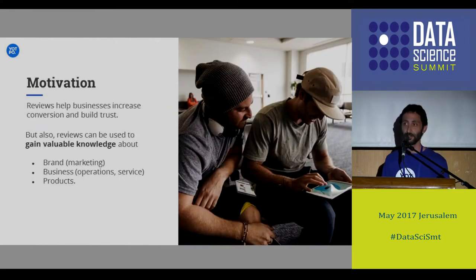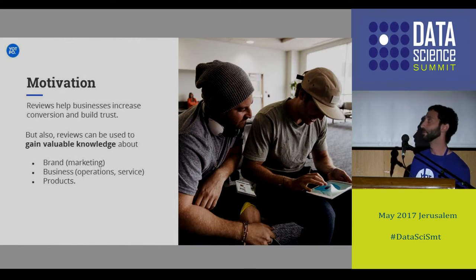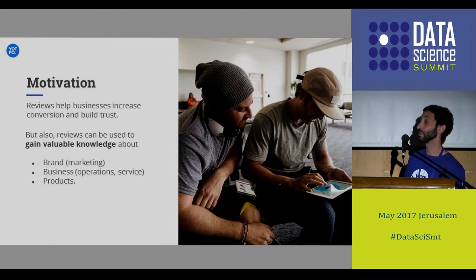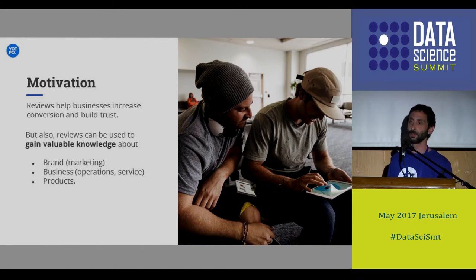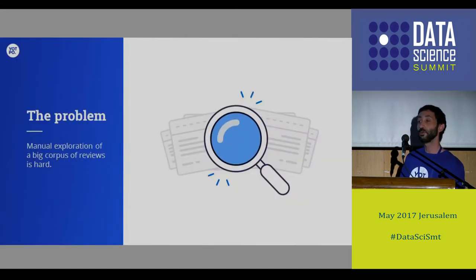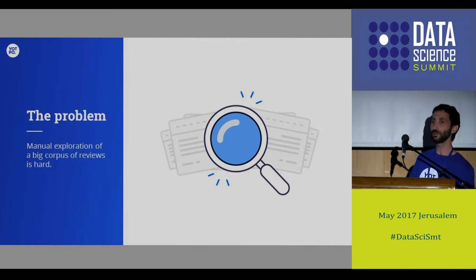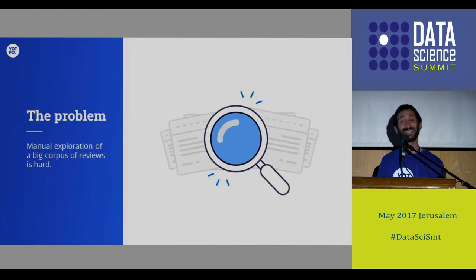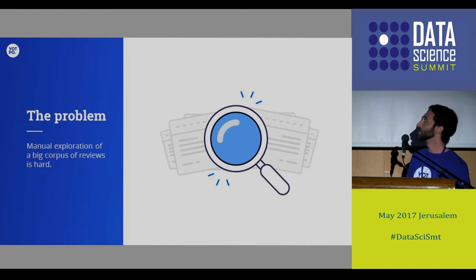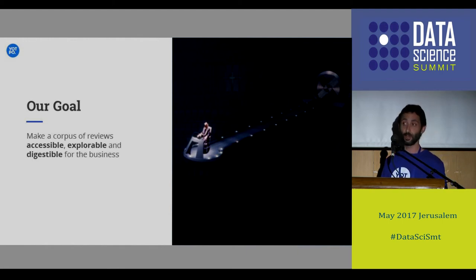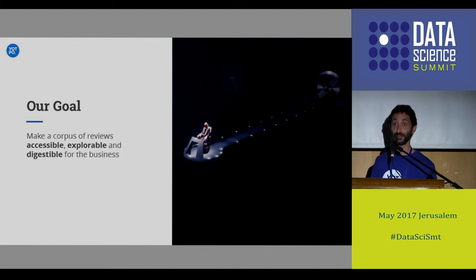So obviously, we can use reviews to uplift conversion and build customer trust, but we can use them in other ways. One of those ways is gaining valuable knowledge and information about the likes and dislikes of our customers, to see what they think about the brand, the products, and our company. Now, we actually have customers that load everything into an Excel file and start searching for key phrases. It's exhausting work, and it doesn't scale when you have tens of thousands of reviews. So we at Yotpo came to the rescue and made a tool that allowed a corpus of reviews to be more explorable, more accessible for our users, which are the store owners.